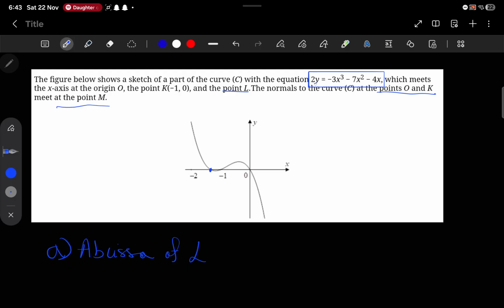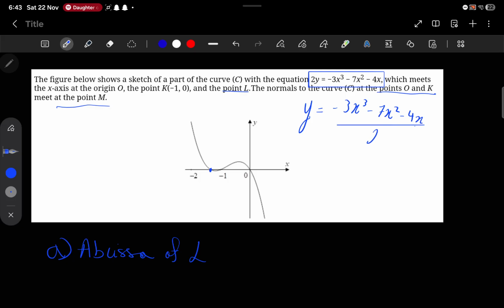But we can't work with this because there's a 2 here. So anything we do will be basically wrong. It will be doubled. So we're going to divide by 2. So negative 3x cubed minus 7x squared minus 4x all over 2.